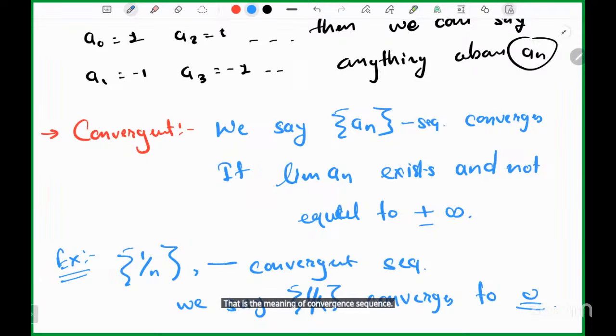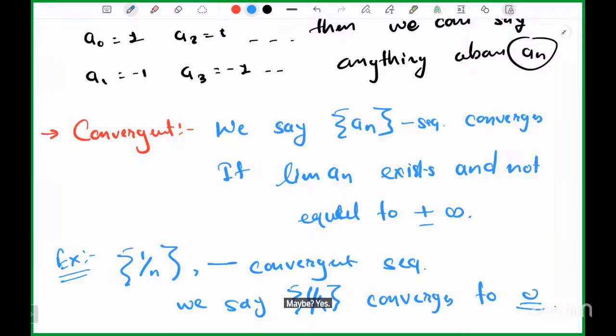Am I audible clearly now? Yes, you are audible now. It means the limit should not be plus or minus infinity. That's right. The limit should be any value other than plus or minus infinity, any finite value. First of all, the limit should exist and should be finite. Yes, Kavya.